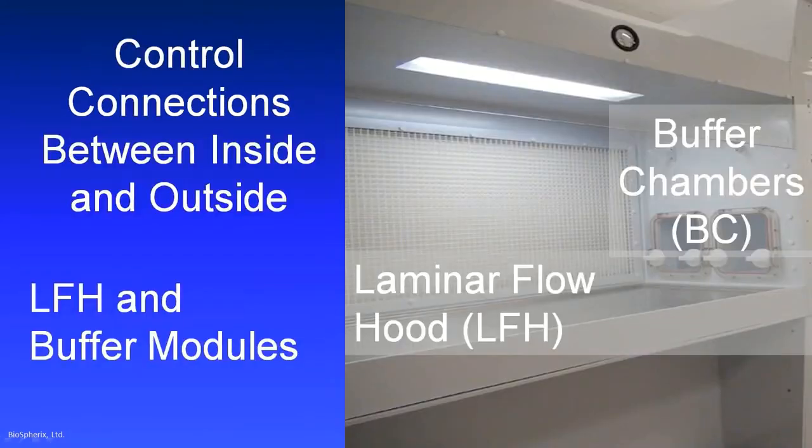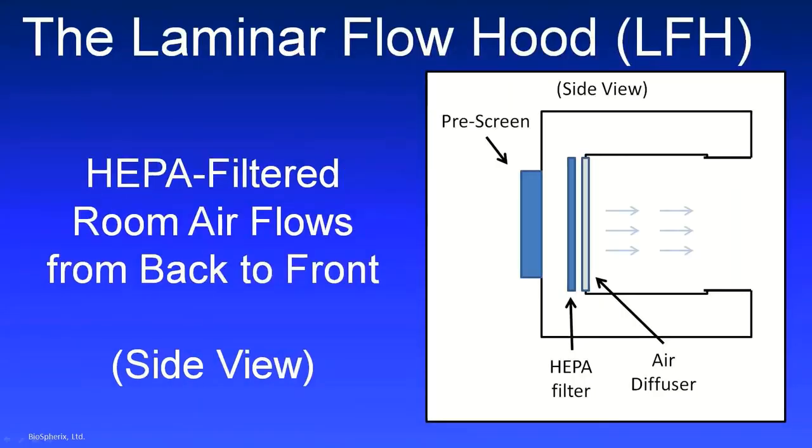So let's talk first about the laminar flow hood, or the LFH, and the buffer chambers. Those are what control the conditions around items that are being imported or exported from the system. The laminar flow hood, or LFH, is a space that's designed for staging items as they come into and out of the system. This is a side view schematic of the airflow in the LFH.